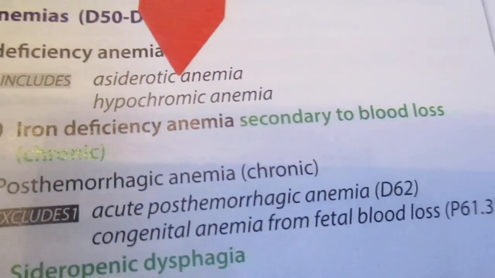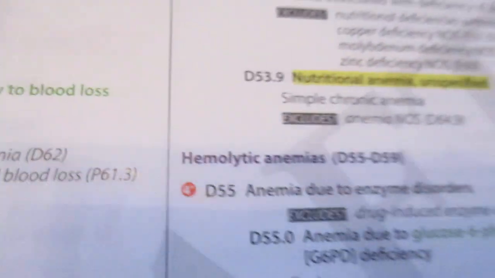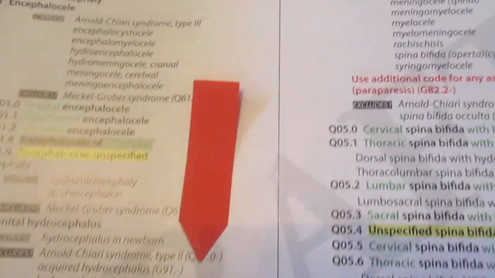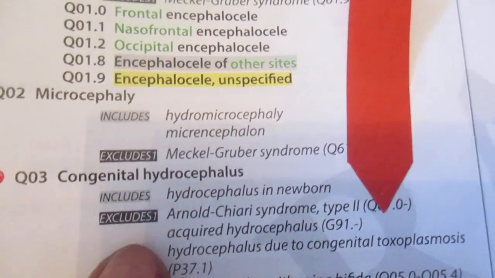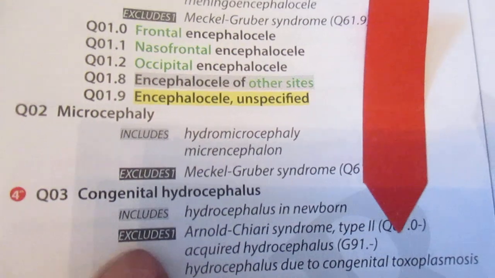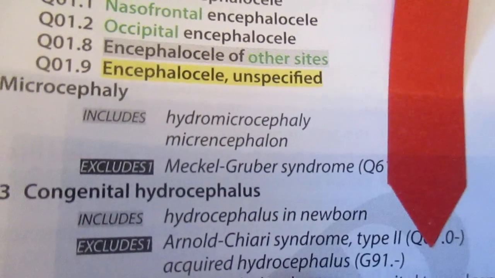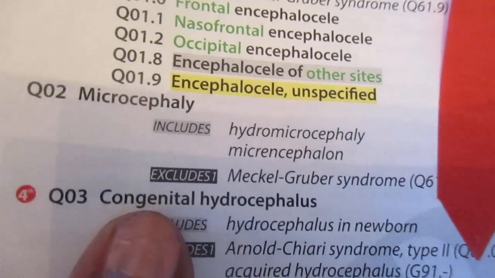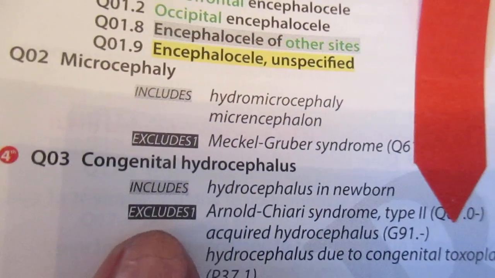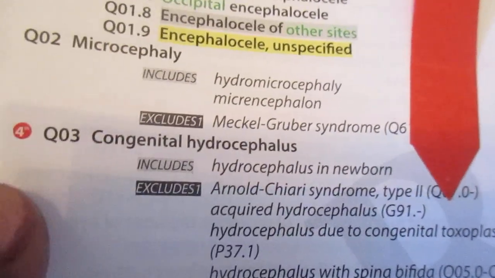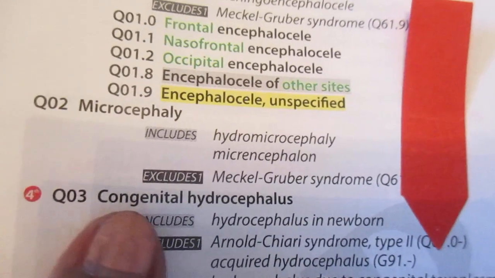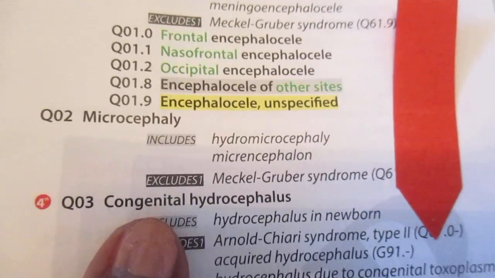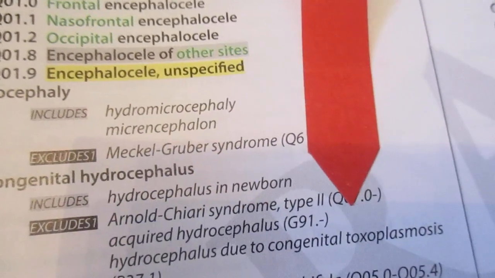Now exclude means it's not here. So if I go to Q03, congenital hydrocephalus. It says Q03, congenital hydrocephalus, excludes, for example, acquired hydrocephalus. Because remember, congenital means the person was born with this condition. So my exclude note lets me know all of these conditions are excluded from Q03. So that acquired hydrocephalus, you need to go to category G91 because Q03 only applies to congenital conditions. Okay? So now we see how our includes and our exclude notes help us to better understand.